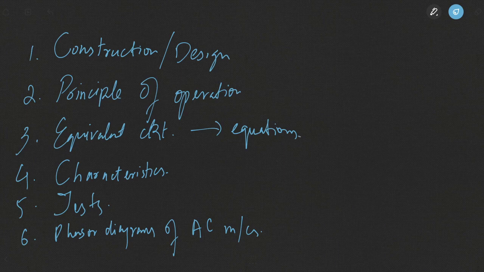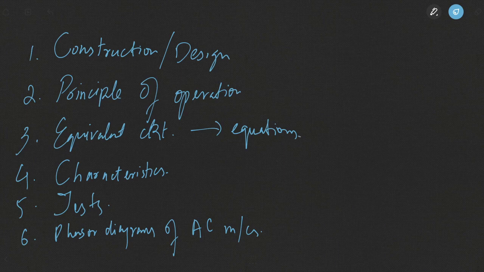So all these details, and certain other relevant details for different types of machines, we'll study them one by one for all these different types of machines. So this is actually how your course content is framed. You will have to study the construction, the principle of operation, the equivalent circuit, the characteristics, the tests of different types of electrical machines, be it DC or AC machines, as well as the phasor diagrams of AC machines.